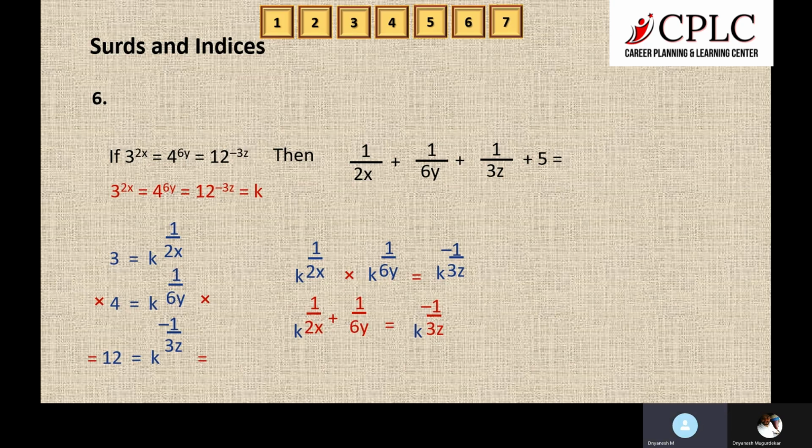Later, if you remember the value that we were supposed to find, 1 upon 2x plus 1 upon 6y plus 1 upon 3z, we have just figured out that the entire thing is 0. And that means the final answer will be 0 plus 5. Answer is 5. Option 3.